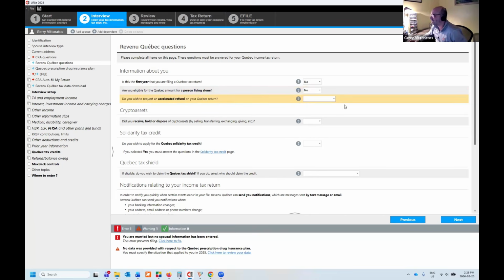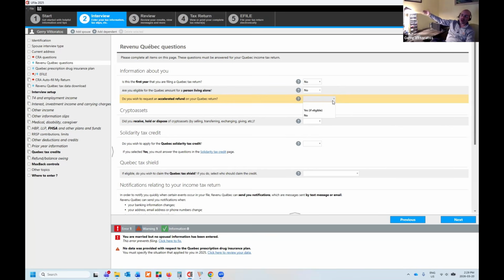Now, do you wish to request an accelerated refund? This one will depend on you. If you say yes to this question, the Quebec government will take your word for the results that you submit to them, and then they'll double check your return later on. So they'll send you your refund within a week. They'll take your word for it, but then they'll check you later on.